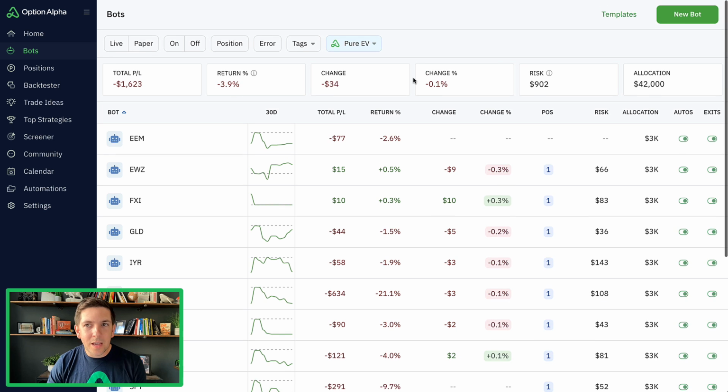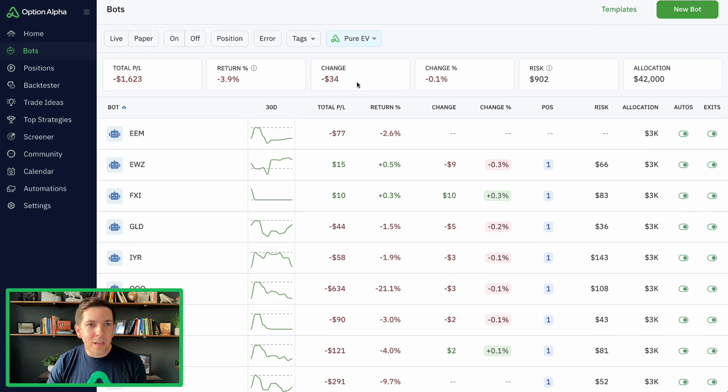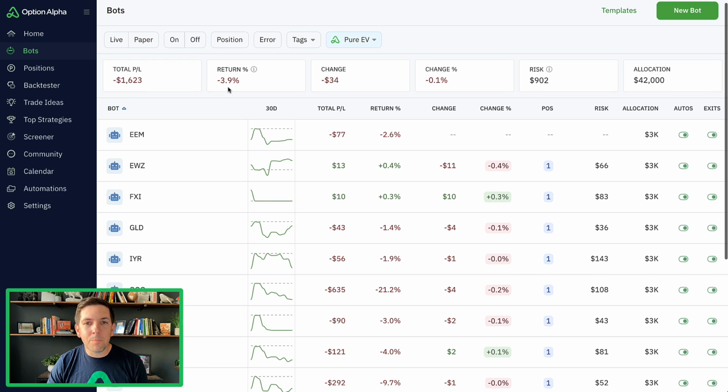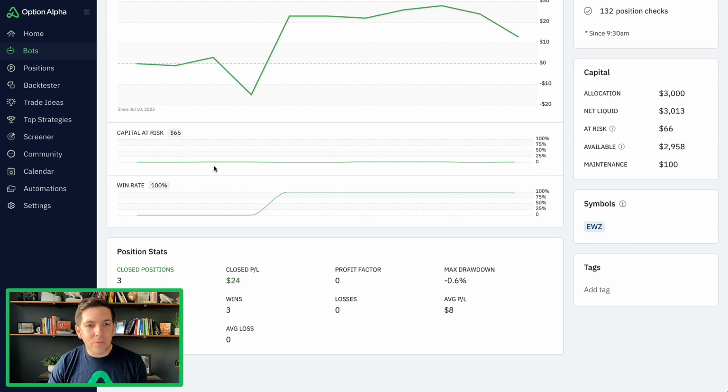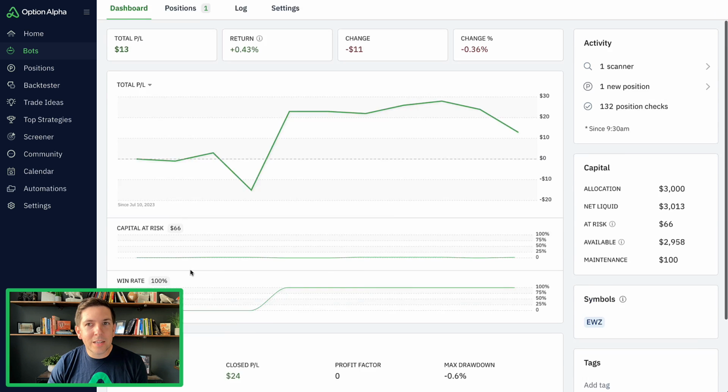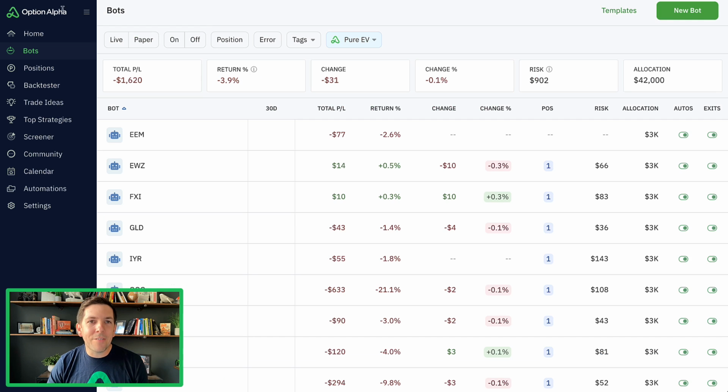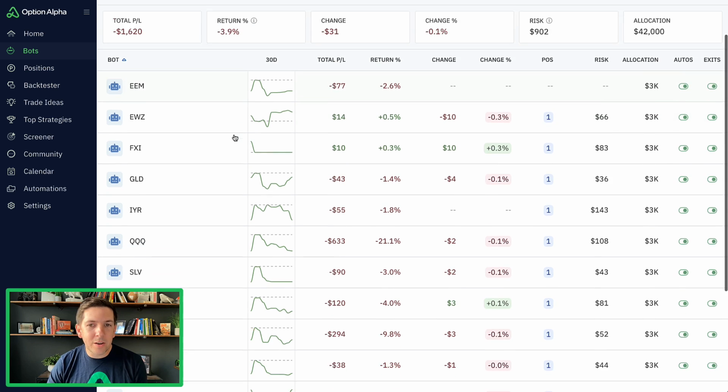So here's the numbers and shakedown of these bots that we have right now. Currently, they're down about $1,600, negative 3.9% return, but they're just starting to increase the number of trades that they're doing. Some of these bots have done two trades. Some of these bots have done three trades. Like this one's done three trades right now. So you can see that they haven't done a lot, but here's where they've been right now.